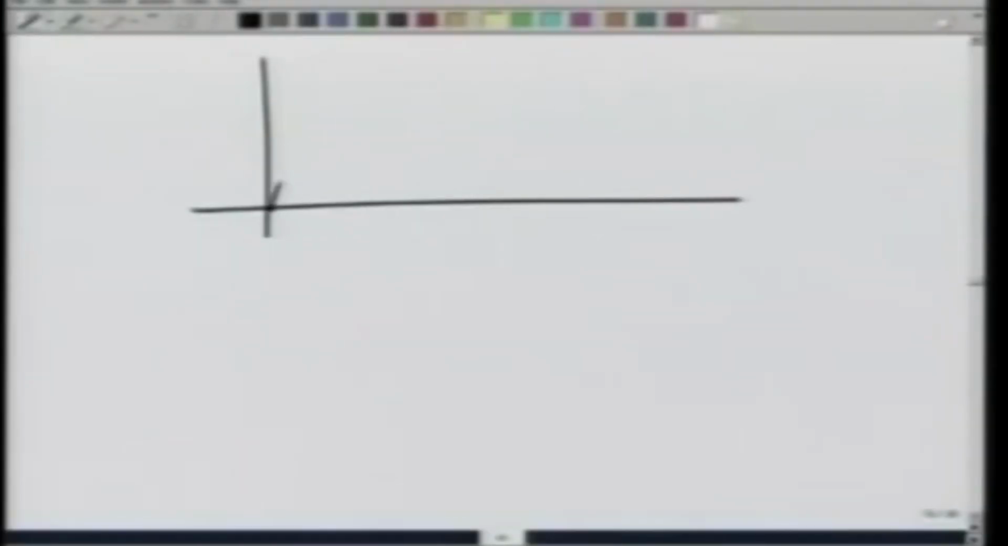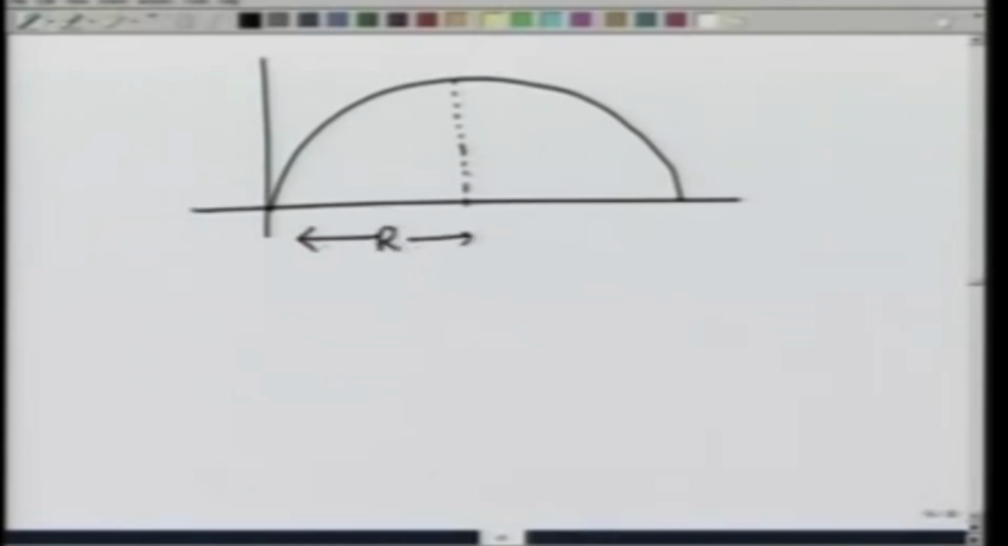the semicircular area, its centroid is at a distance r and at a height of 4 r over 3 pi. 3 pi is roughly 9. So, 4 r over 3 pi is slightly less than r by 2. So, it is somewhere here. This is xc, yc.